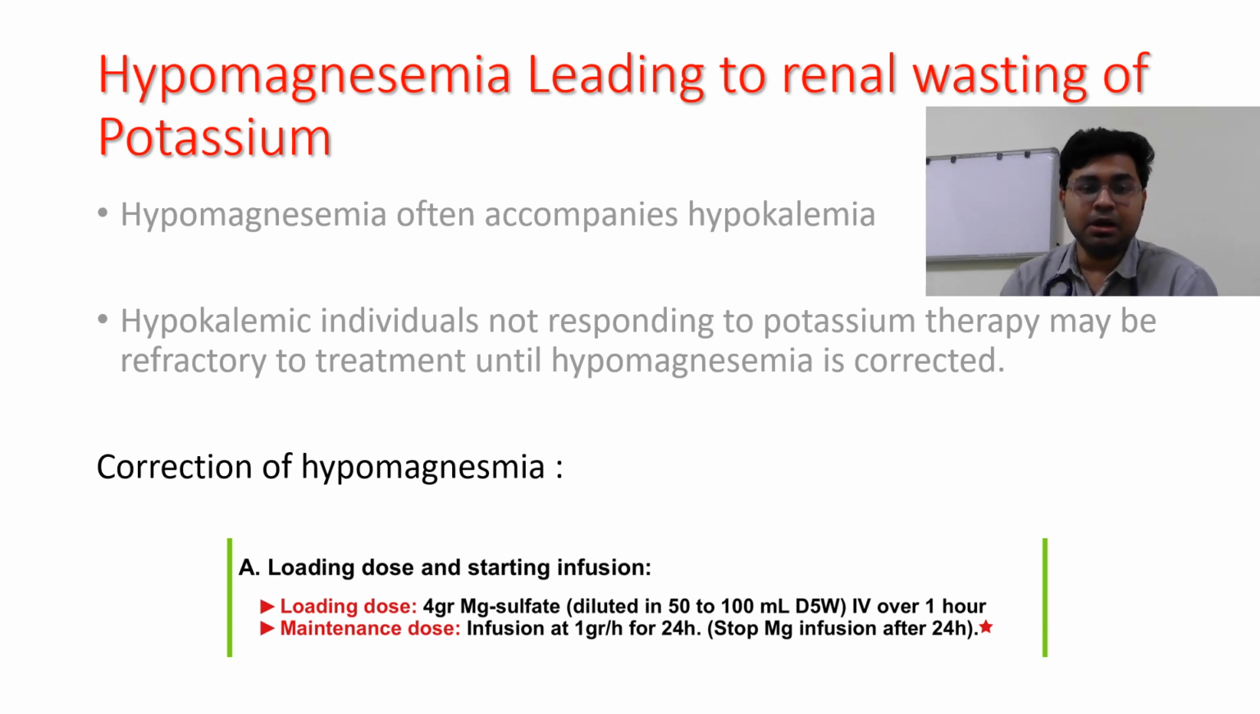Hypomagnesemia results in higher renal wasting of potassium. So correct the hypomagnesemia wherever you are finding a low magnesium level in refractory hypokalemic states. So how to correct hypomagnesemia? Basically, you have to load 4 gram of magnesium sulfate, or you can use 2 gram also, diluted in 50 or 100 ml of D5 IV, to be administered over 1 hour. You can maintain it also if there's a refractory hypomagnesemia as well.